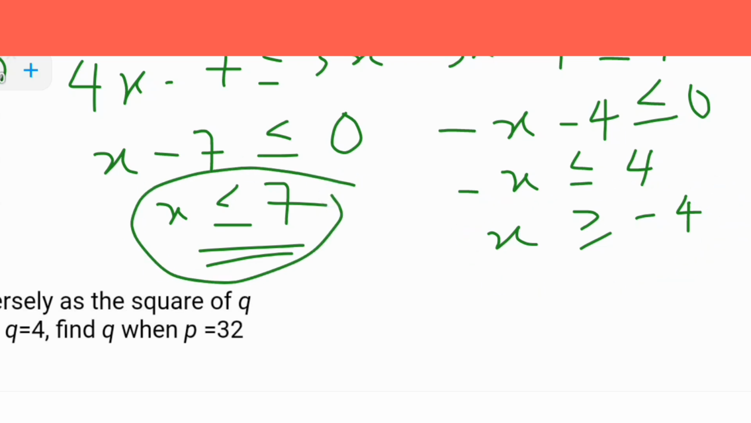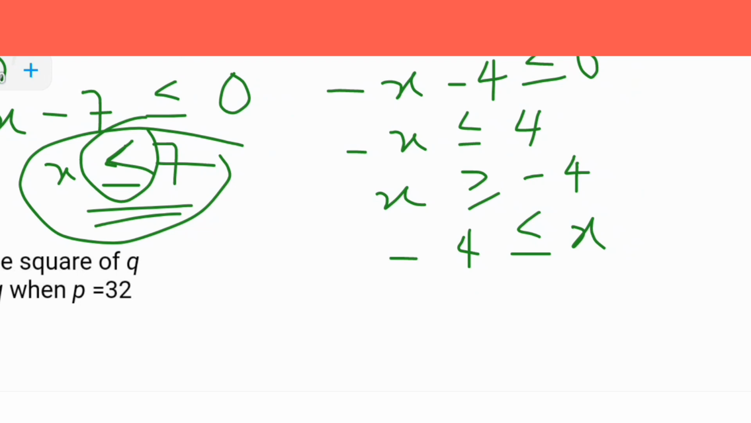So to put them together, you reverse this one. Okay, see the direction. This one is already facing this direction. So you try to reverse this one. So this one will be minus 4 less than or equals to x. So both of them are facing the same direction now. You can see facing the same direction.